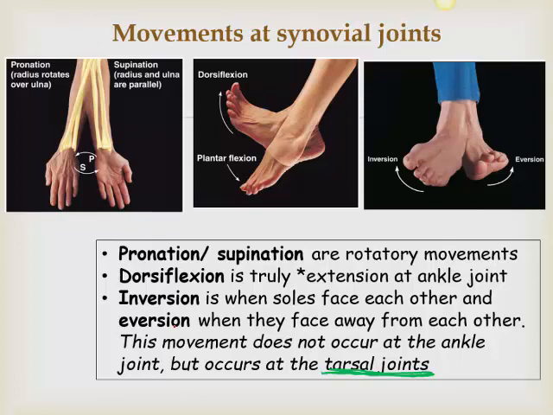And eversion is something that happens when you walk on uneven ground and you by mistake put your foot on a stone and your foot twists in such a way, like this, so that the soles face away from each other, where you are now standing on your medial border. So eversion is where the soles face away from each other, like is shown here. And inversion is where the soles face towards each other. And that movement, remember, does not occur at the ankle but occurs at the tarsal joint. At the ankle, you can only do dorsiflexion and plantarflexion.